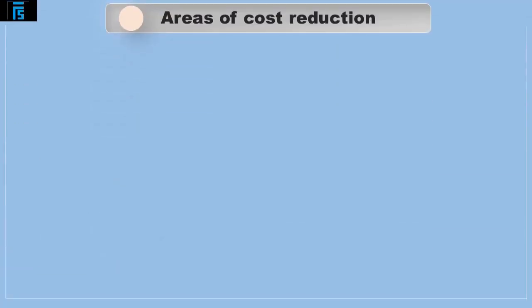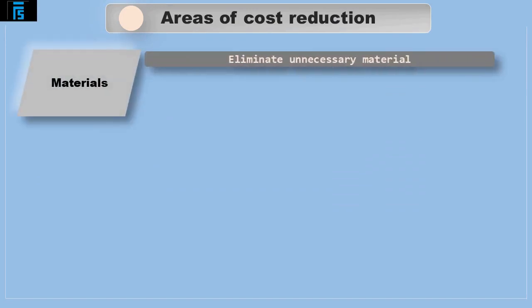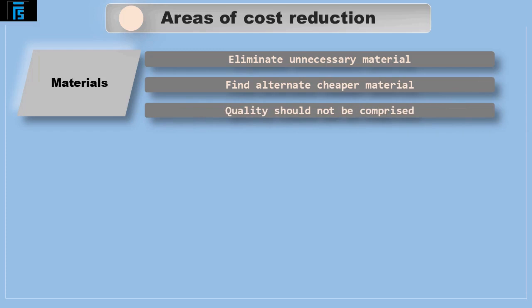If a company is looking for possible areas of cost reduction during the manufacturing or production stage, then the following may be considered. Can any of the materials be eliminated? Perhaps, for example, the product packaging could be reduced. Can an alternative, cheaper material be substituted into production? Care must be taken here that a cheaper material does not impact the quality of the product.